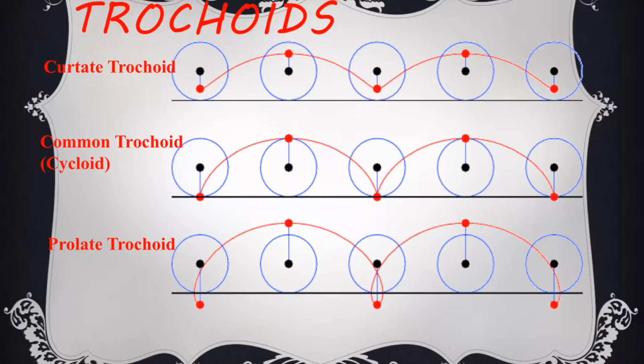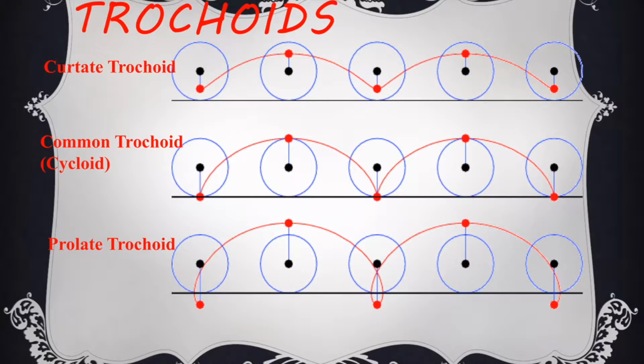Trochoids. There are three types of trochoids. The first one is called curtate trochoid. The second one is called common trochoid, also known as cycloid. And the third one is prolate trochoid. When we have a two-dimensional wheel rotating on a two-dimensional path, each point on that wheel will have a similar path. These paths created by the rotation of the two-dimensional wheel are called trochoids.